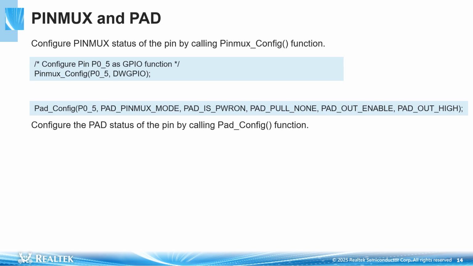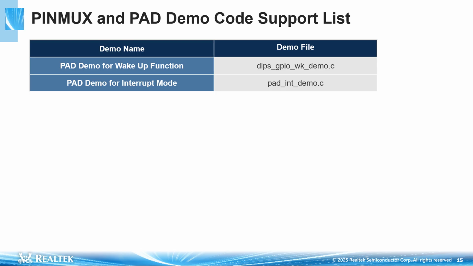Configure PINMUX status of the pin by calling function PINMUXConfig. Configure the pad status of the pin by calling function PADConfig. The table lists the demo codes supported by PINMUX and PAD. For detailed information, please refer to the PINMUX and PAD section of the SDK online documentation.